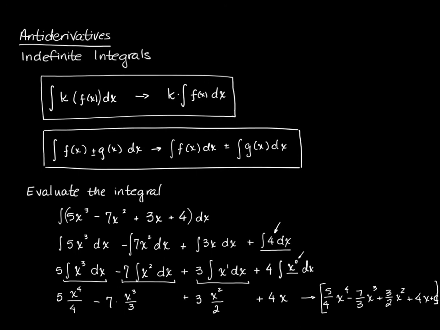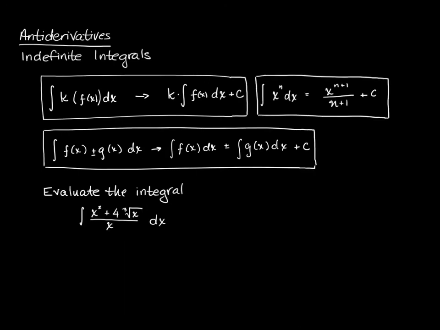Okay, I'm going to erase my work here, and then I'm going to write the power rule back on this screen, and we'll do one more example. This problem looks pretty nasty. Evaluate the integral of x squared plus 4 cube root x all over x dx. It's not as bad as it looks, though.